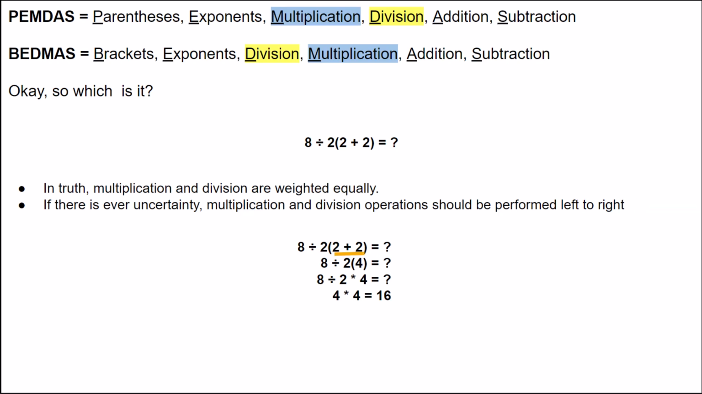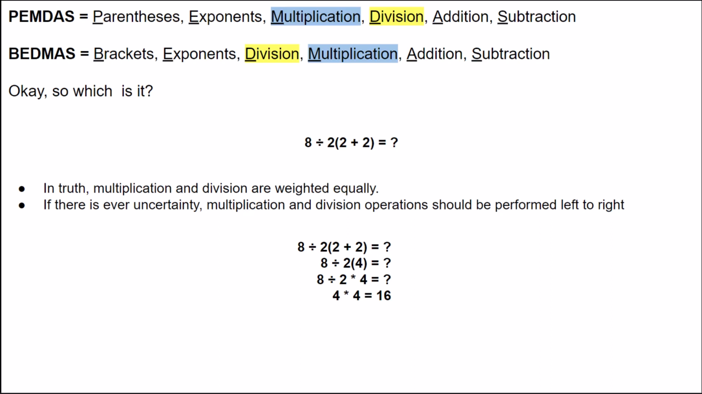First we'll do brackets or parentheses. In this case again we have 2 plus 2 is equal to 4. So what we have left over now is a multiplication and a division operation. Since the division operation comes first from left to right, we would take 8 and divide it by 2, which would give us 4. What we have left over is a multiplication operation, which is 4 times 4, and that gives us the answer of 16. So this in fact would be the answer.